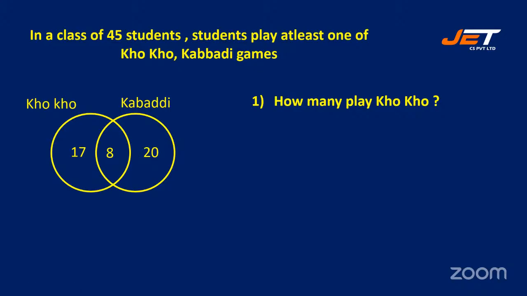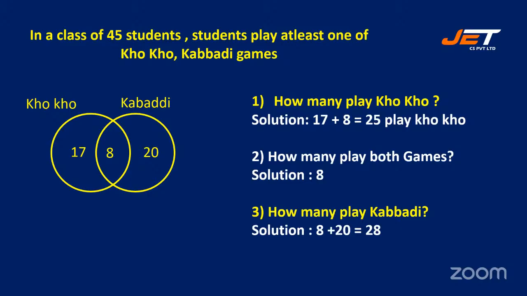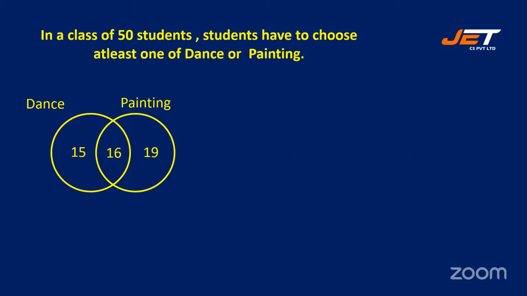So how many play kho-kho? 17 plus 8, because that 8 represents those who play kho-kho and kabaddi. So it is 17 plus 8, which is 25. And how many play both games is 8. How many play kabaddi? Not only, how many play kabaddi is 20 plus 8, 28.